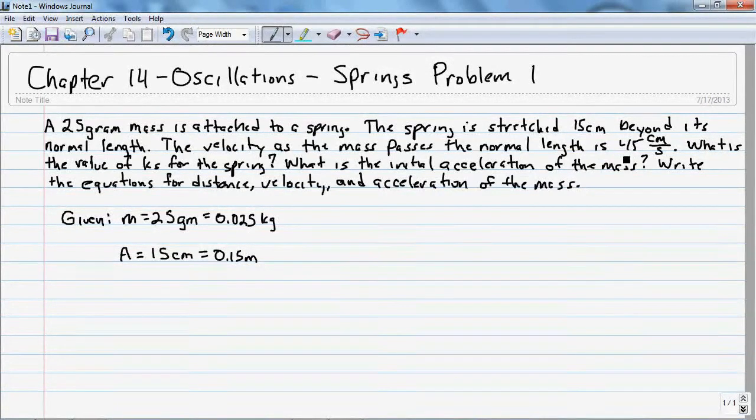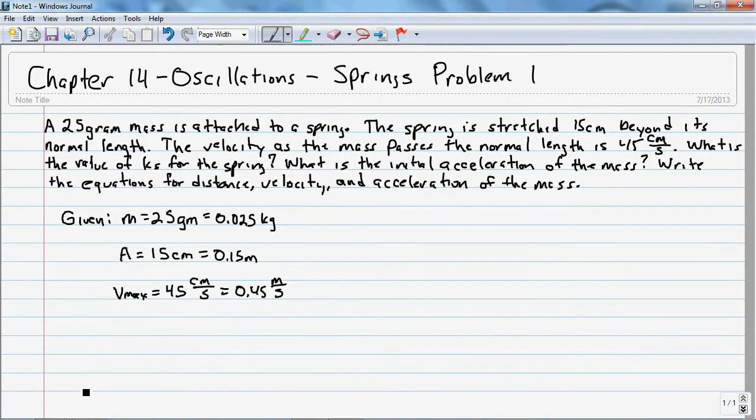And remember, when we watched the video, the little simulation, we said that the velocity was a maximum when it passed the length. So we have the max velocity is equal to 45 centimeters per second, and that's equal to 0.45 meters per second. So these are the relationships that we have.